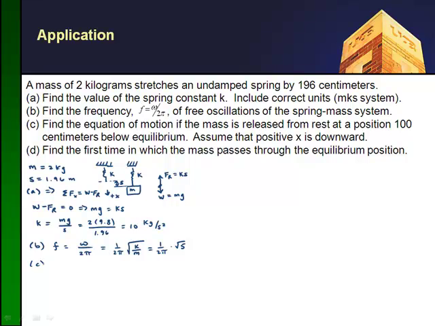Part C says find the equation of motion if the mass is released from rest. So from rest just says that the velocity at time t equals 0 is equal to 0.